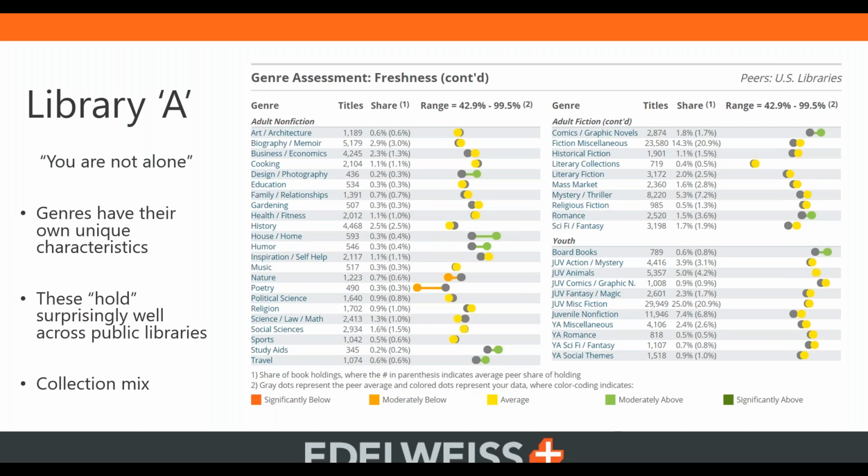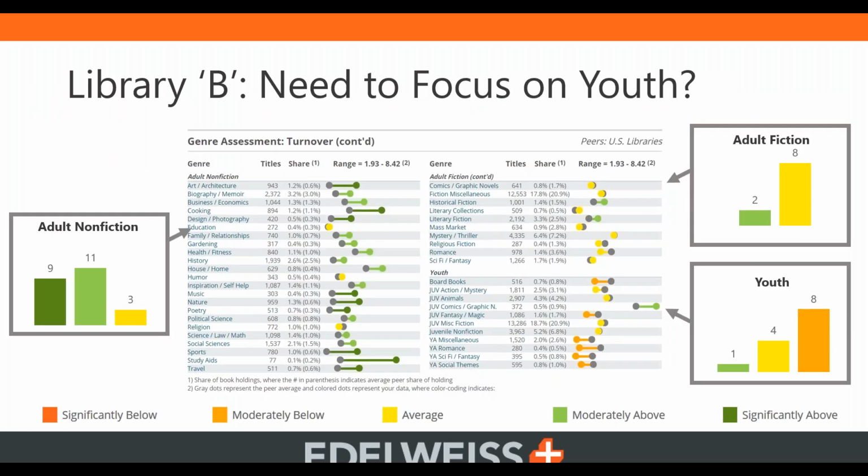So this is an example of a library that is around average when it comes to freshness in their collection. There are a couple areas they might want to look at, these areas here in orange, but overall they're doing pretty well. This library is doing really, really well, as you can see by all of these green dots here. It means that the library is either moderately above or significantly above average, but then there's some areas that they might want to take a look at.